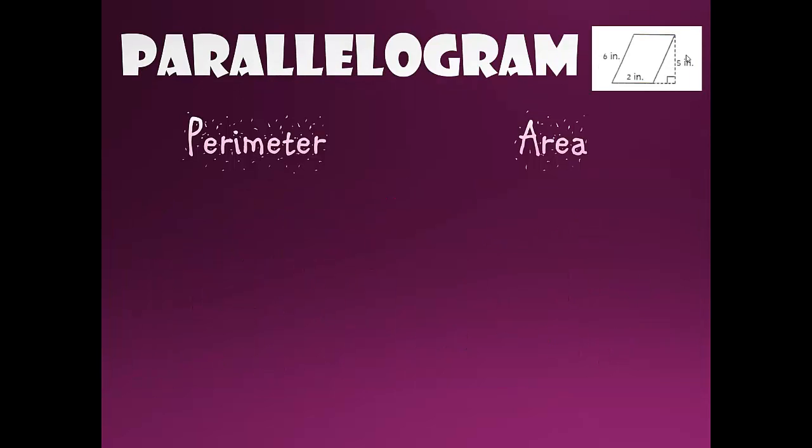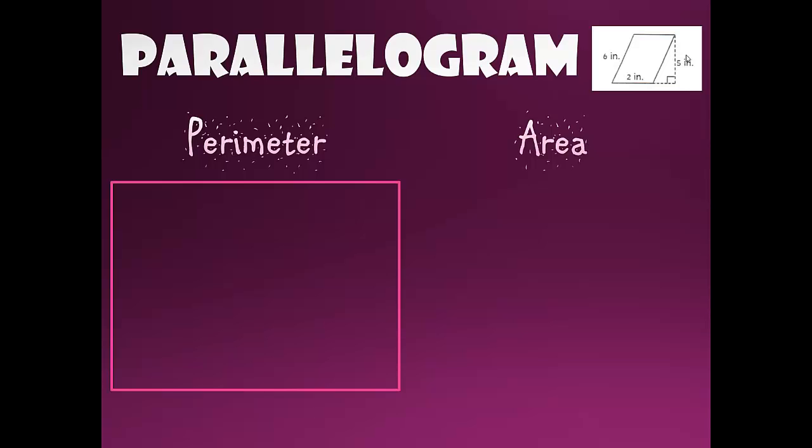Next, we're going to find the perimeter and area of a parallelogram. First, for the perimeter, our formula is P equals 2A plus 2B, where A is equal to one side and B is equal to the other side. One side of our parallelogram is 2 inches and the other side is 6 inches. For this problem, we will not use the 5. The 5 would represent the height of our parallelogram.